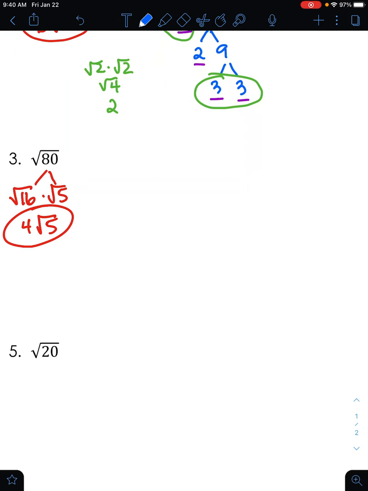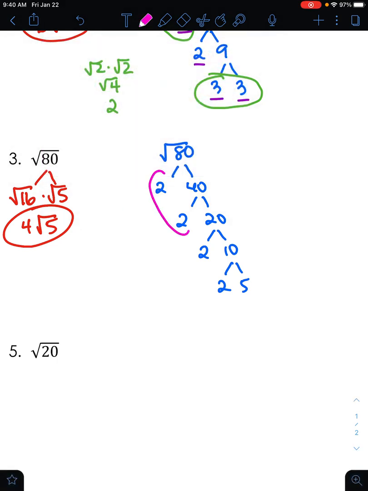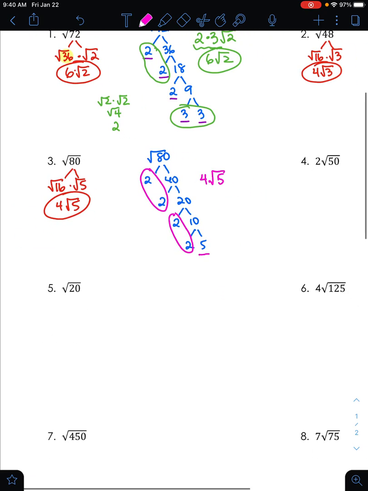Factor tree method. So 80. 80 divided by 2 is 40. 40 is 2 and 20. 20 is 2 and 10. 10 is 2 and 5. All right, I've got 2, another 2. 2 times 2 is 4. 5 is staying. 4 square root of 5.